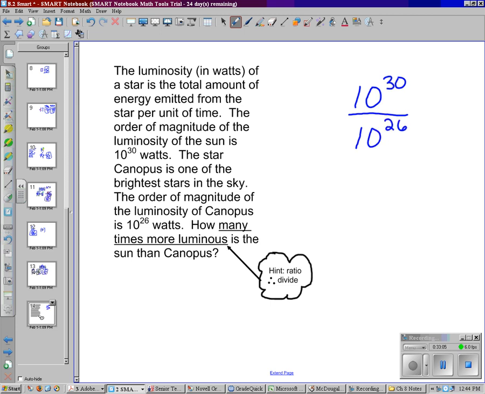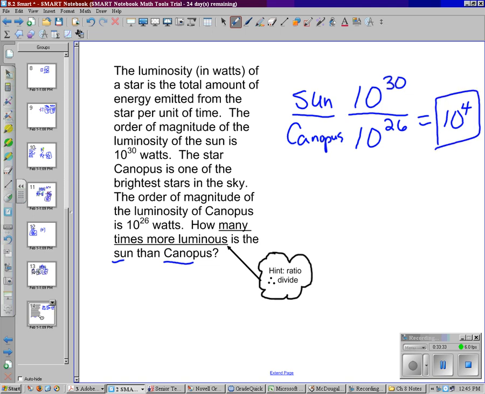10 to the 30th is the sun. Canopus is the 26th. And we wanted to find out how many more times is the sun than Canopus. So we have to take the sun divided by Canopus. And what does that turn out to be, Jack? 10 to the 4th. 10 to the 4th times as luminous. What number is 10 to the 4th? 10,000. 10,000 times more watts. Pretty bright.